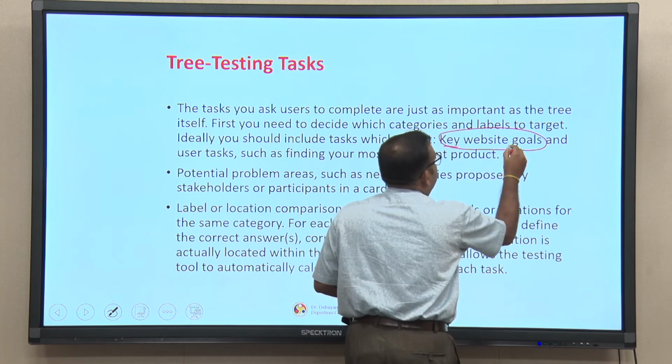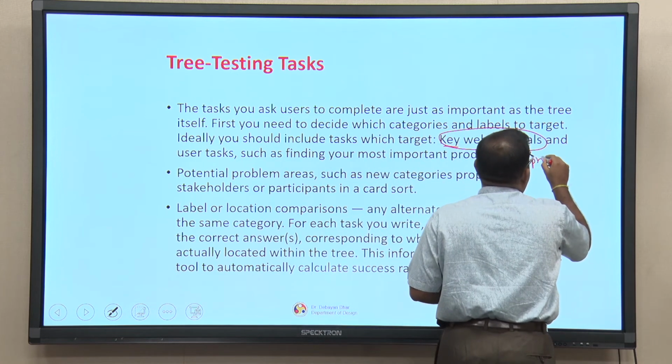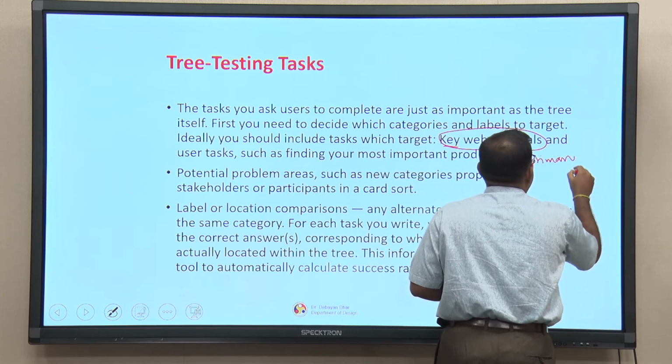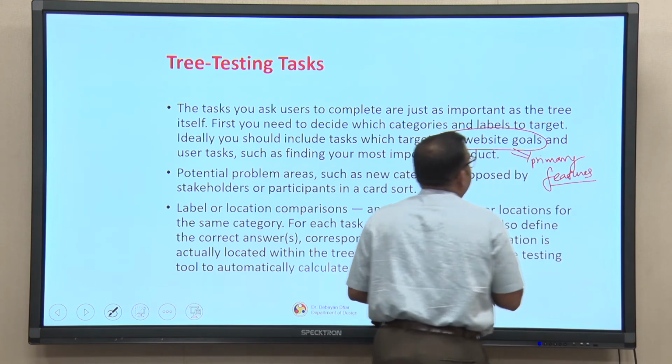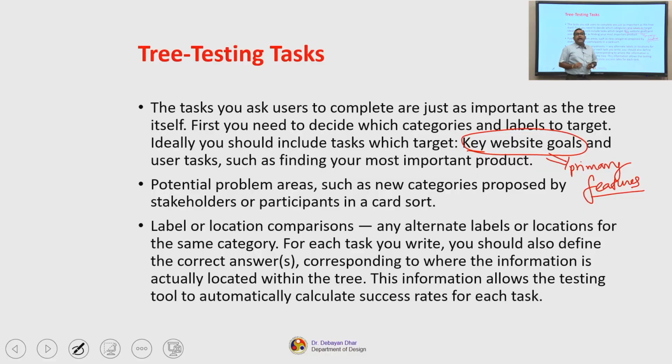That means we are now discussing the primary features of your product and user tasks such as finding your most important product. Now, potential problem areas such as new categories proposed by stakeholders or participants in a card sort need to be carefully understood and identified.